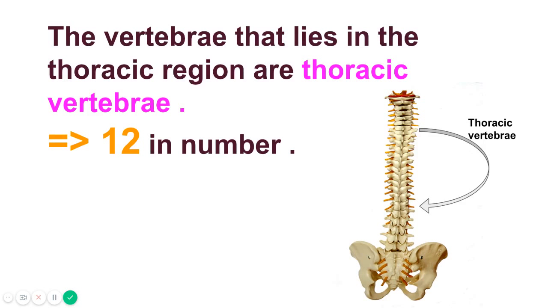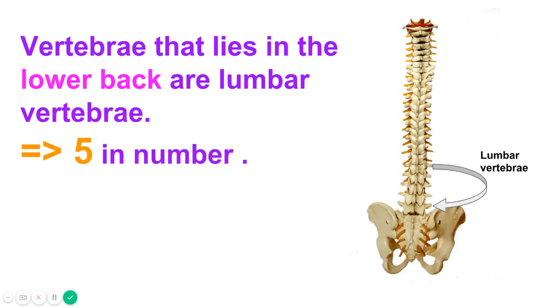The vertebrae that lies in the thoracic region are thoracic vertebrae, and they are 12 in number, as you can see. Thoracic vertebrae. And the vertebrae that lies in the lower back are lumbar vertebrae. They are 5 in number, again, as you can see in the diagram. They are the lumbar vertebrae.